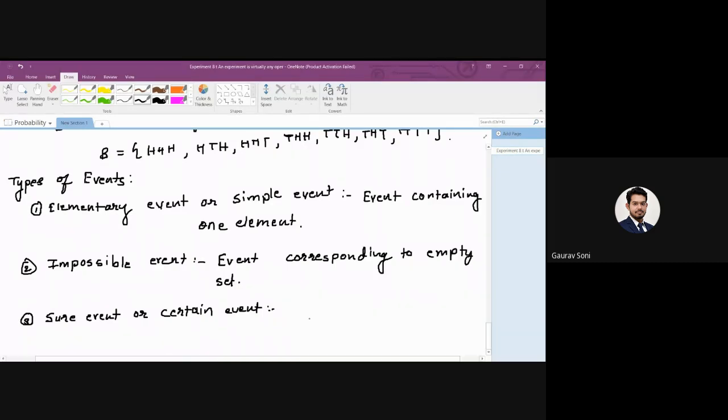So an event containing all the points of sigma or S is called a sure event.